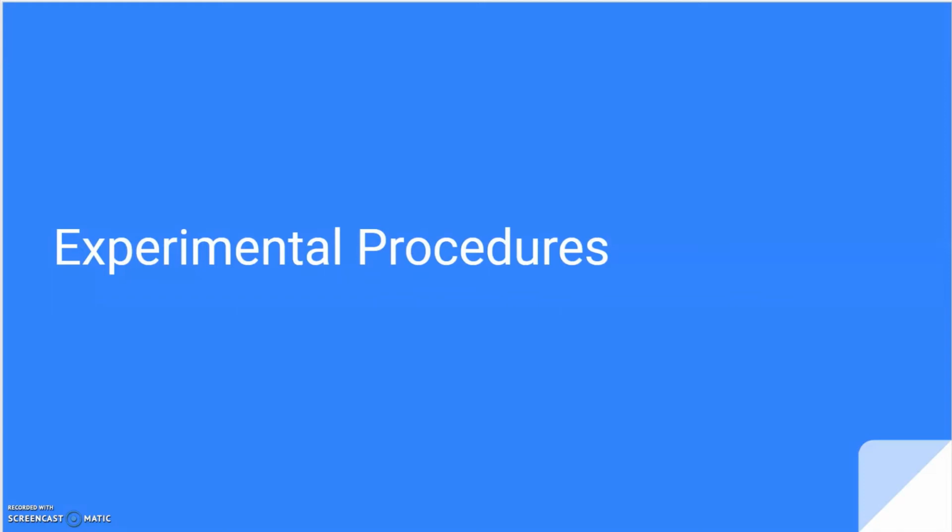Alright, so welcome to the seventh problem. This problem is going to be about experimental procedures. We'll be presented with an experiment that was carried out and the data obtained from it, and we'll be asked some questions regarding the procedure and the data itself.